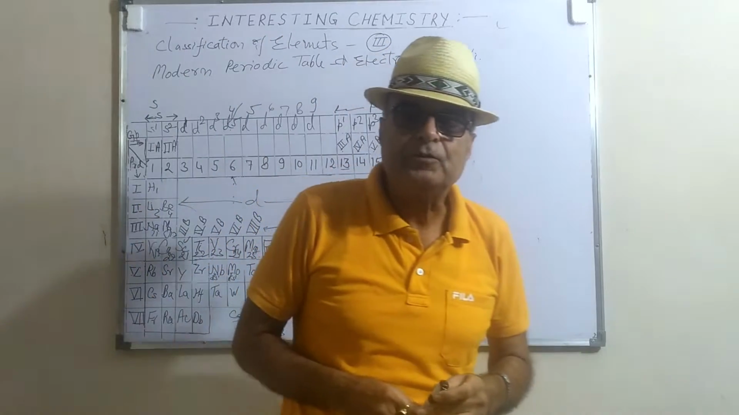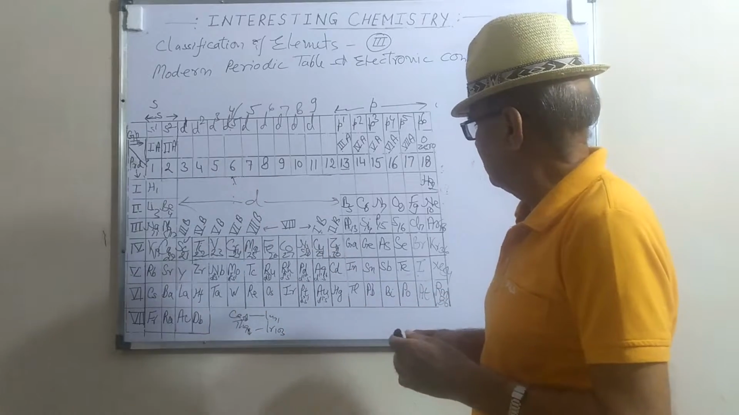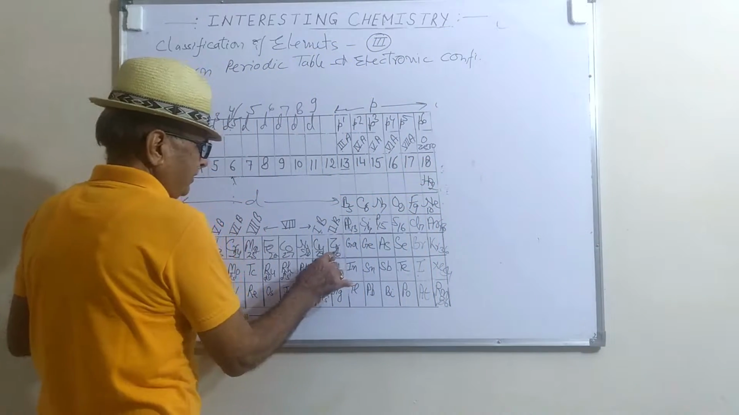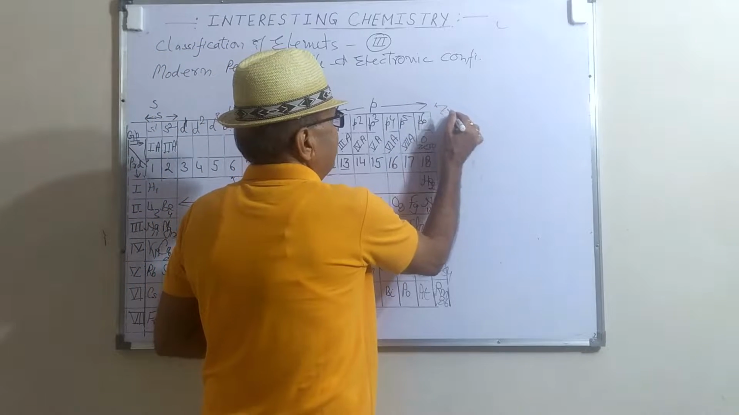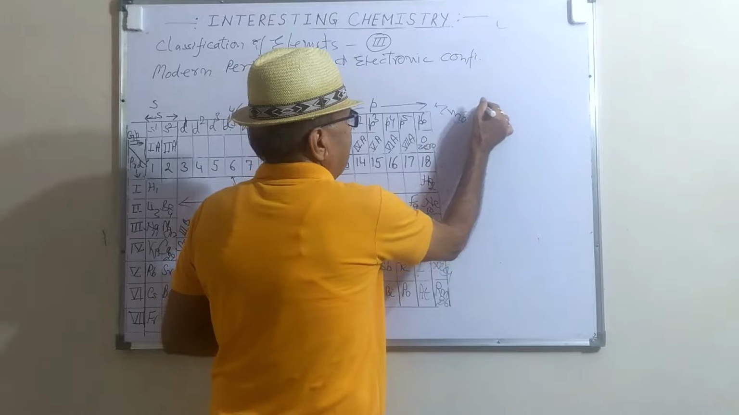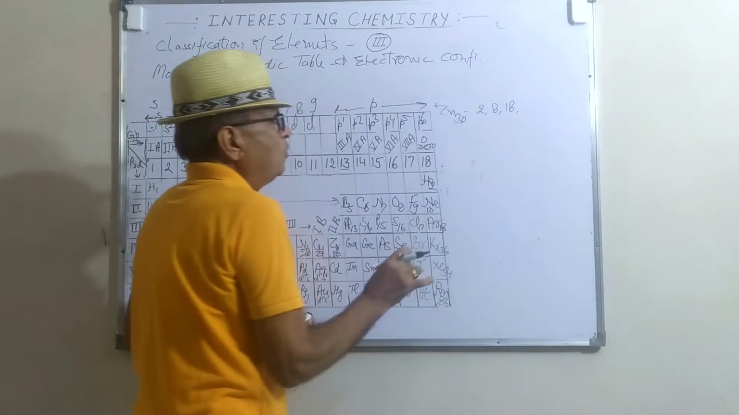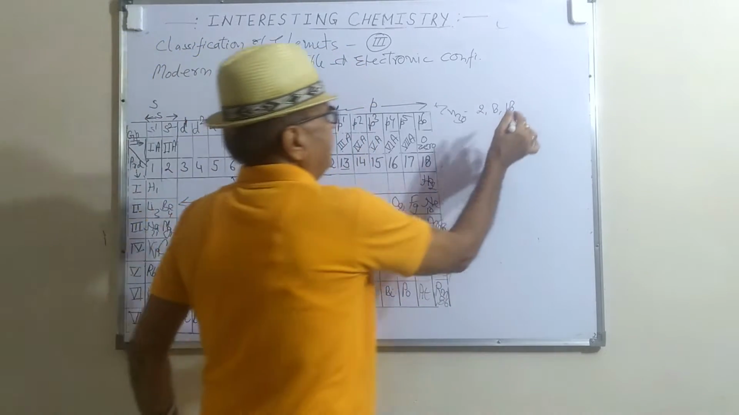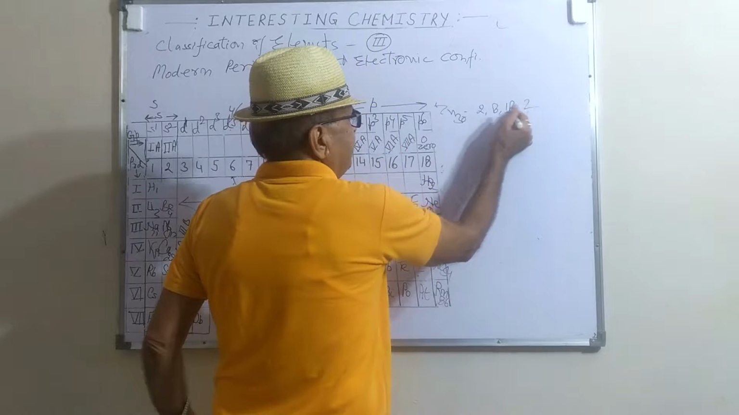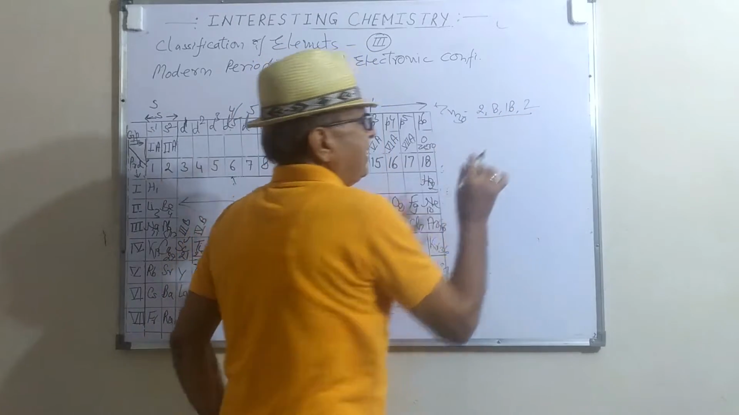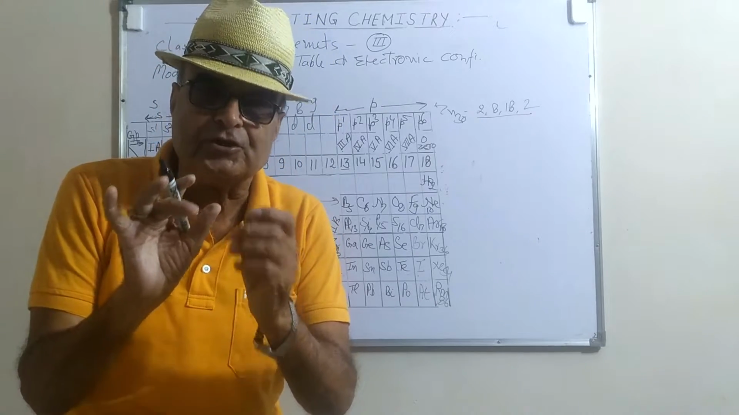In my previous video, I explained the electronic configuration up to the 30th element, I mean to say zinc. So it is zinc, Zn 30, and you will write here 2, 8, 18, 2. These are the 30 electrons. This is the electronic configuration of zinc.